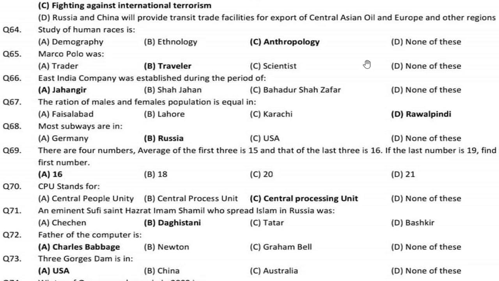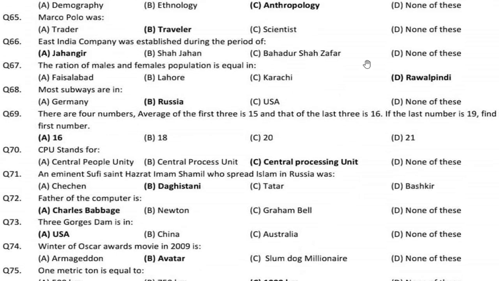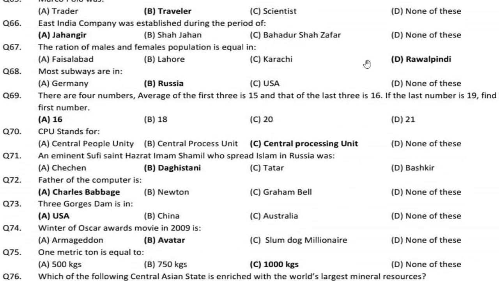Study of human races is option C, anthropology. Marco Polo was option B, traveler. East India Company was established during the period of option A, Jahangir. The ratio of males and females population is equal in option D, Rawalpindi. It's only the ratio of males and females. Most subways are in option B, Russia.